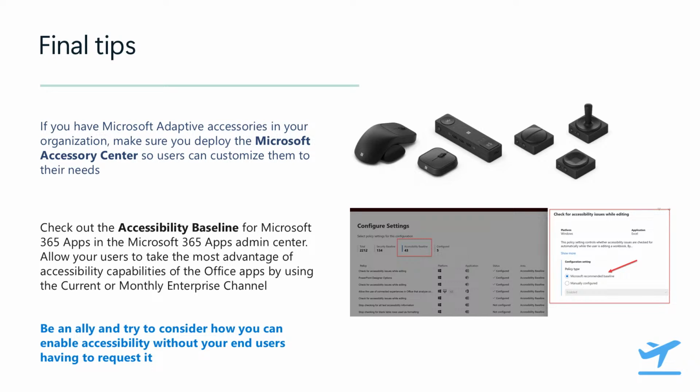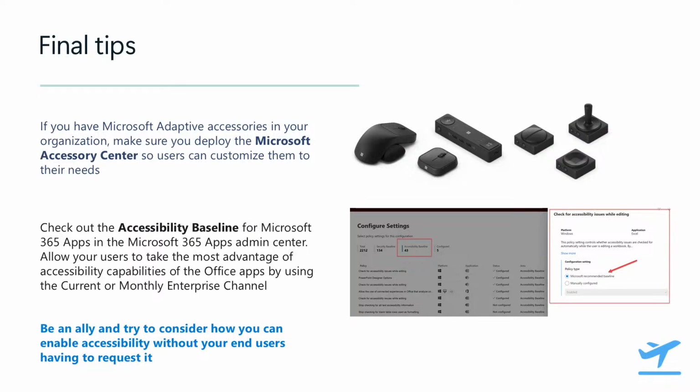There are many more examples we could give, of course, but I want to call out things like the Microsoft Adaptive Accessories that we have. If those are in your organization and these are devices that can be customized to all sorts of needs, then do make sure you deploy the Microsoft Accessory Center app. Again, it's a Store app. You can search for that. You don't need to go looking for product IDs with that one. Just make sure you're distributing that to your users so that they can customize it to their needs, make macros to take particular functions when they push particular buttons, adjust the sensitivity, and so on.